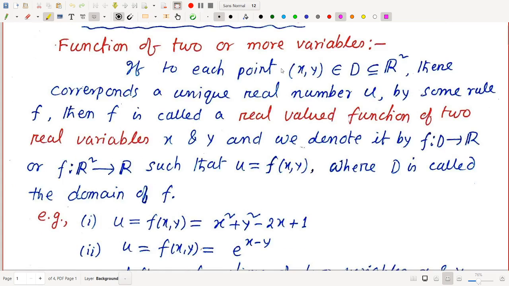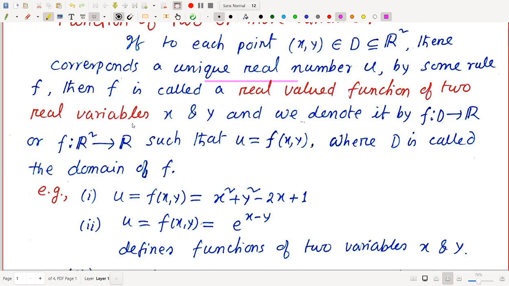So first is a function of two or more variables. If to each point (x, y), an ordered pair belonging to D, what is D? D is a subset of R square. R square means R cross R, the Cartesian product, that is the Euclidean plane. So to each point (x, y) in the domain D, which is a subset of R square, there corresponds a unique real number u by some rule f, then this f is called a real valued function of two real variables x and y.